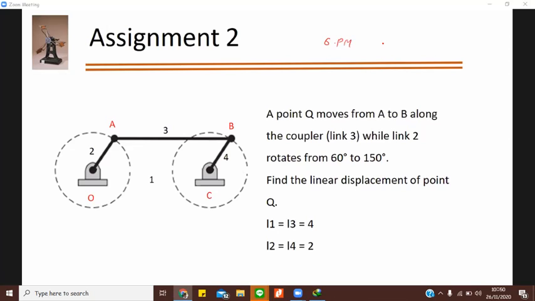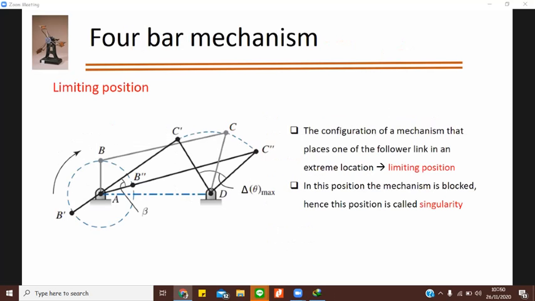Now we will see another term called limiting position in a 4-bar mechanism. As I showed you there, sometimes you see that your mechanism is locked. The configuration of the mechanism that places one of the follower links in an extreme location is called the limiting position. Beyond that, it cannot go. So that's the limit of it.